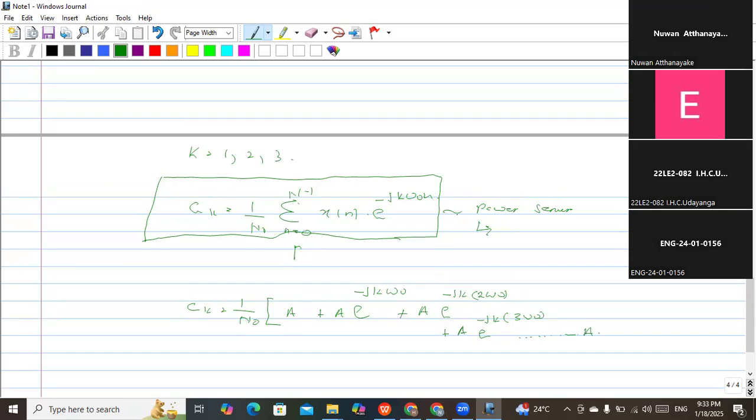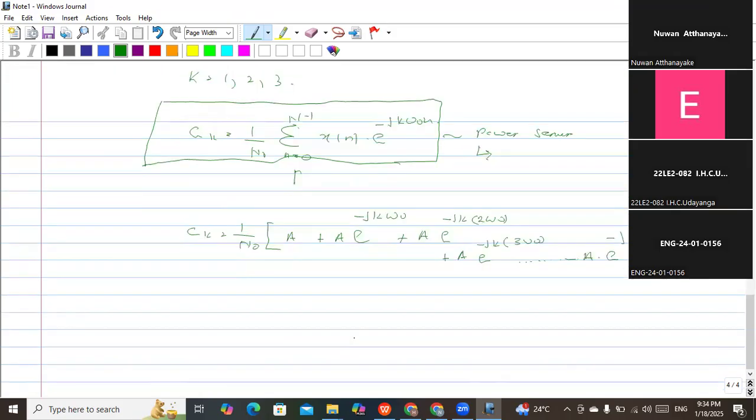Okay, now up to n is L minus 1, a to the power n, a e to the power minus jk omega naught. Now n is L minus 1. So you can see that this is a power series, and what is the value in omega? Value n e to the power minus jk omega naught.